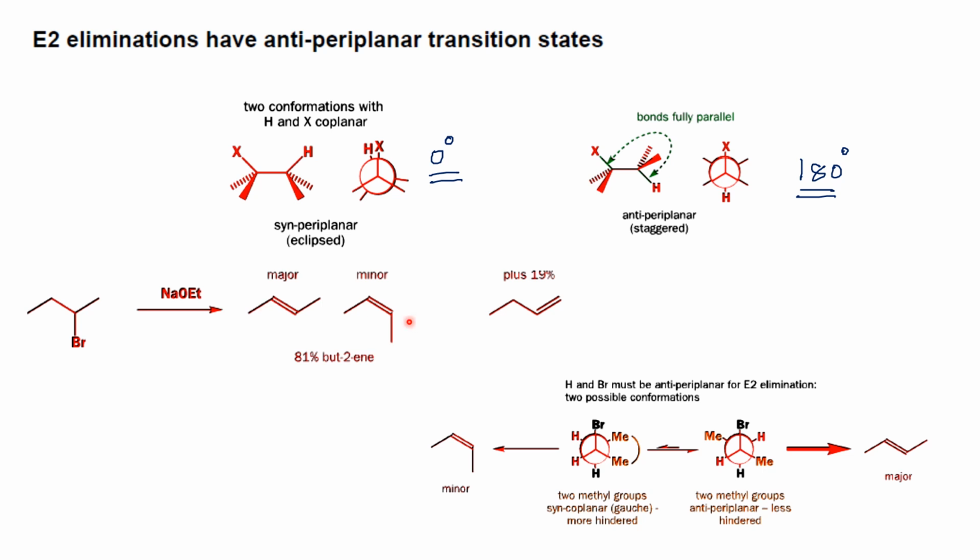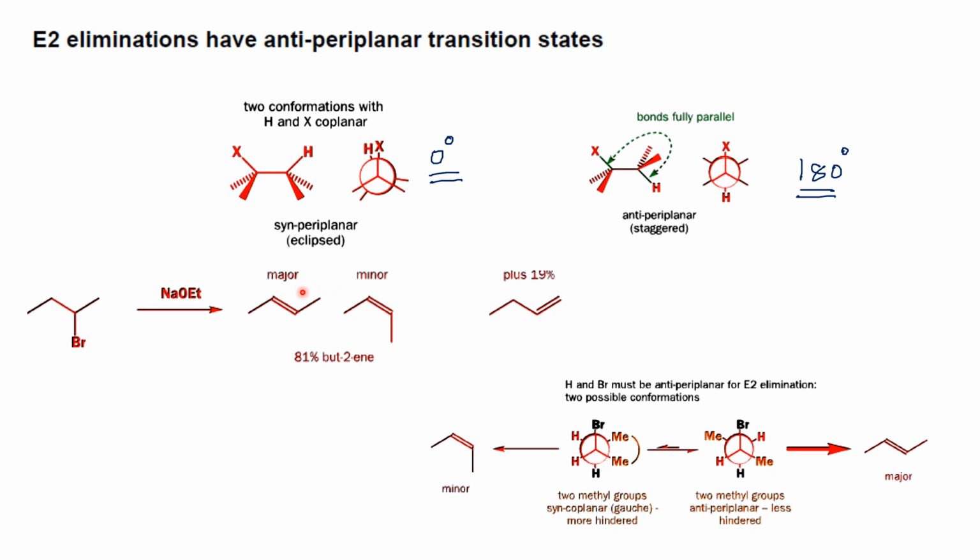So both of them actually satisfy the condition for an anti-periplanar transition state. That is why you are getting both products. But this is favored. This is the major product because this is a trans alkene, and the bulky groups are on the opposite side. But this is a cis alkene, which is less stable compared to the trans alkene. Okay, that is why one is major and the other one is minor.